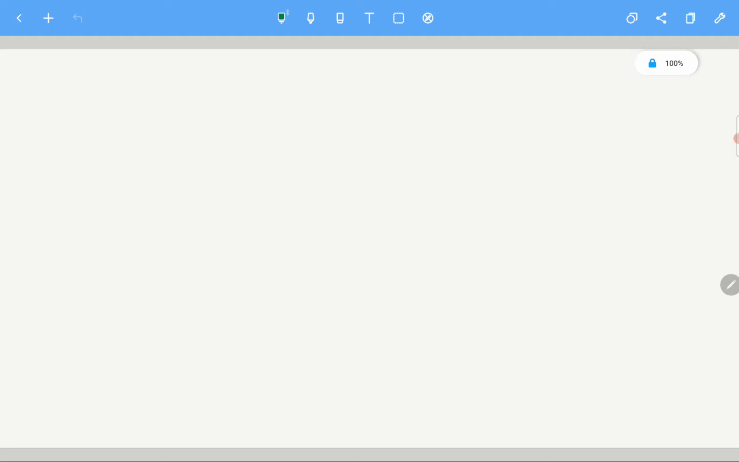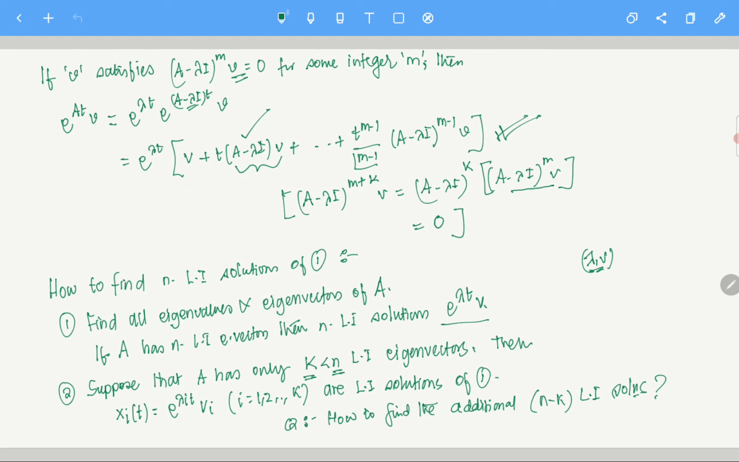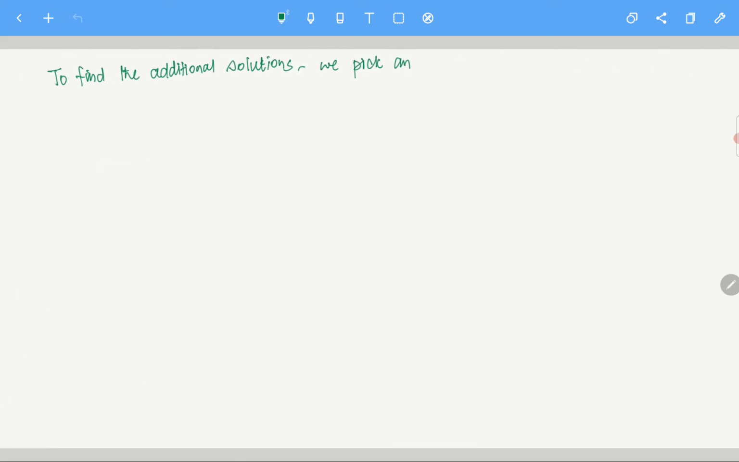Okay, now how do you find it? So basically, to find the additional solutions, we pick an eigenvalue, any eigenvalue out of these three. Of course, if it is an n cross n matrix, you have n eigenvalues. They can be distinct, they may not be. I don't care, as long as there are n eigenvalues. So we pick an eigenvalue, whatever it is.